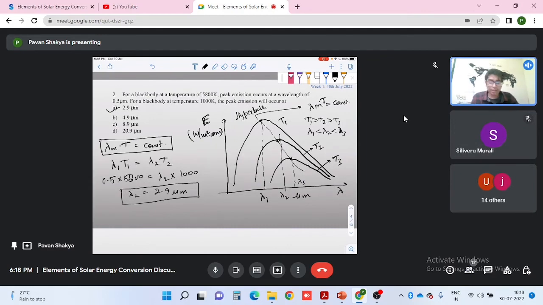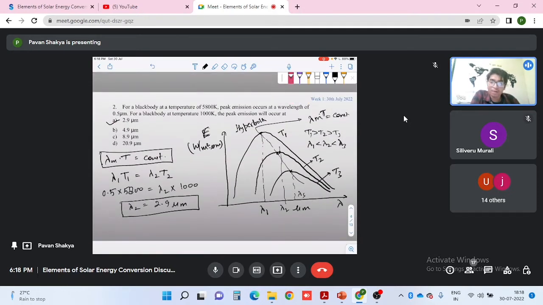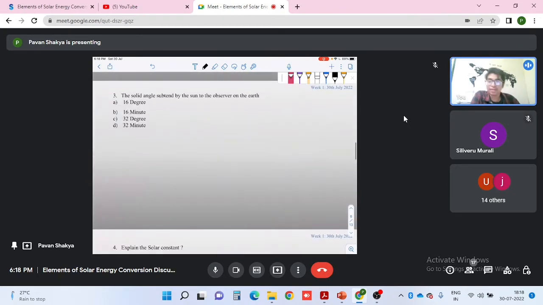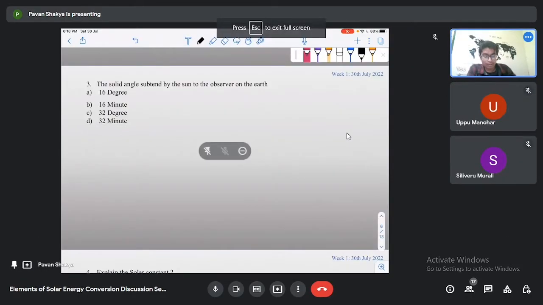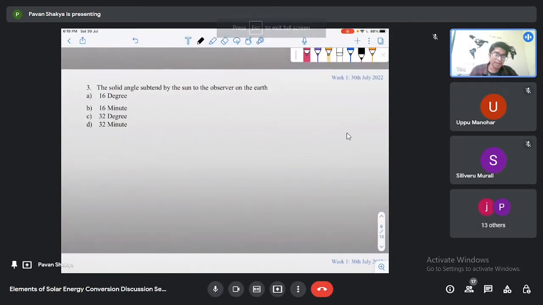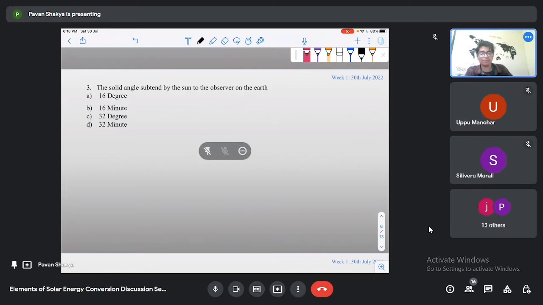Okay, so now I will move to the next problem. Till now, I have taken just a few basic problems that you are already aware of. Now I will move to the problems related to the four elements of solar energy conversion. The problem is: the solid angle subtended by the Sun to the observer on the Earth. If anyone wants to answer, then he or she can unmute and answer. Okay, so I think till now you guys have not seen the lectures. Okay, that is fine.